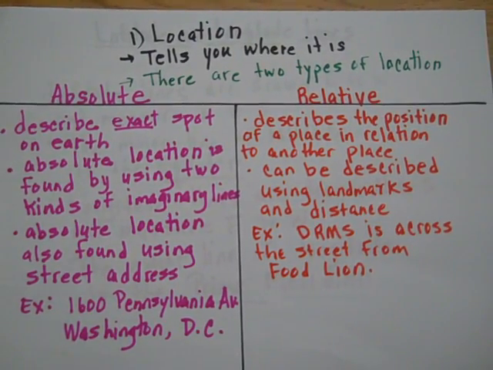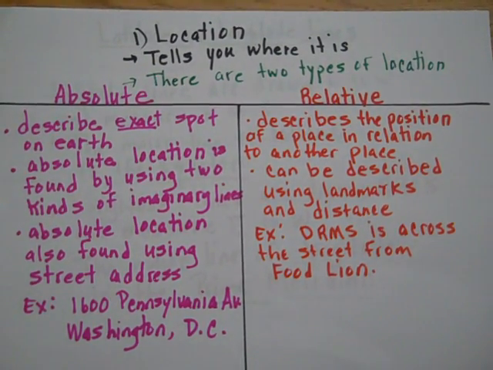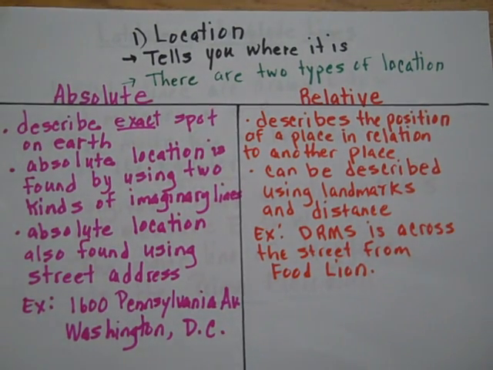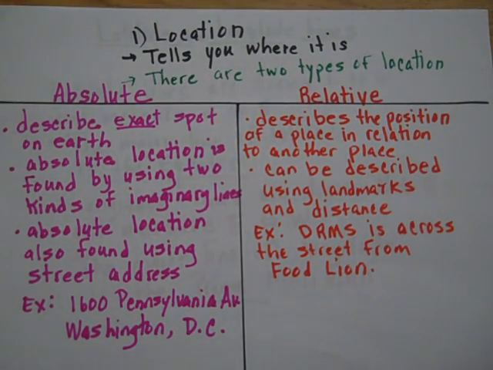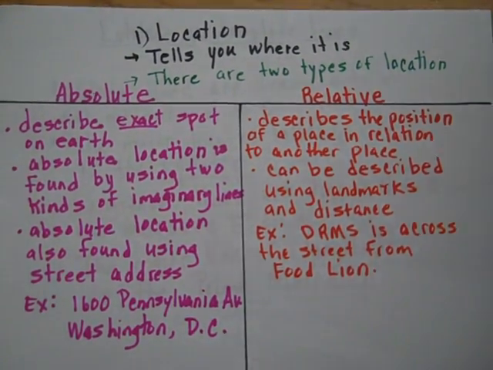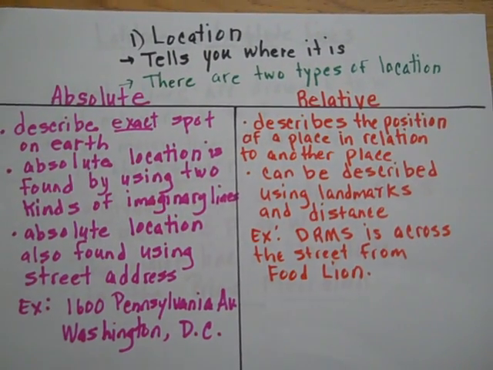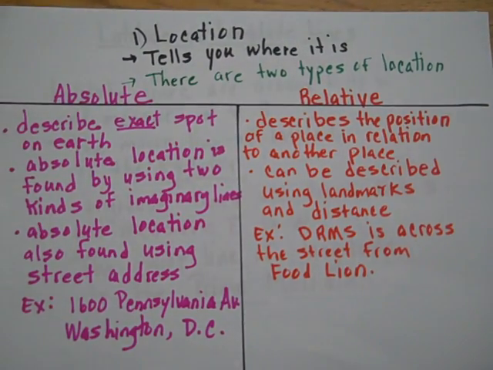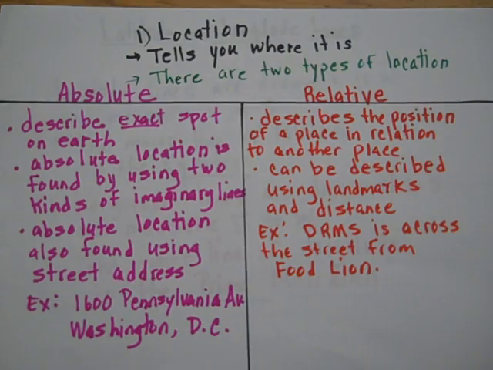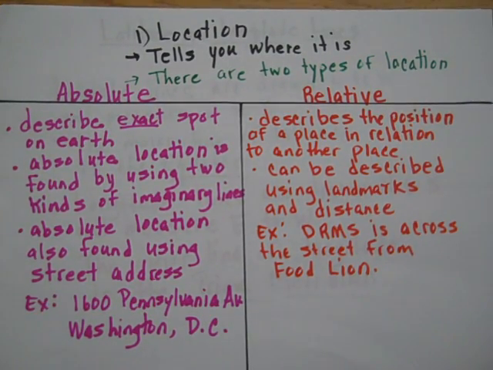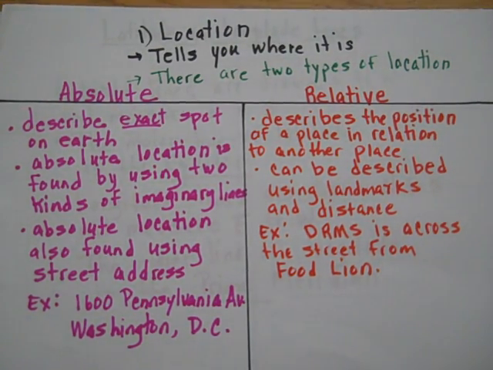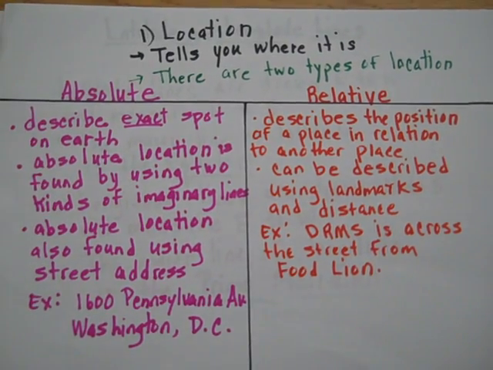There are 2 ways to talk about location: absolute location and relative location. Absolute location describes a place's exact position on Earth, exactly where it's located. Absolute location is defined by using 2 kinds of imaginary lines around the Earth, latitude and longitude.